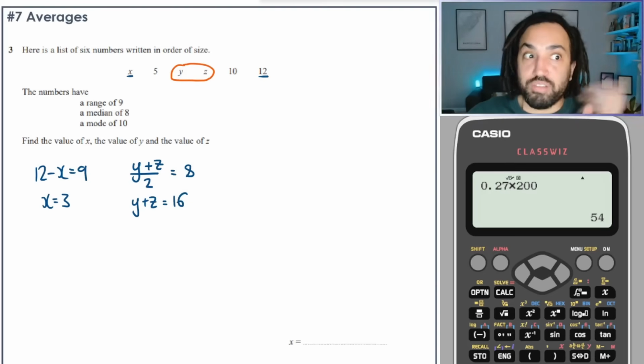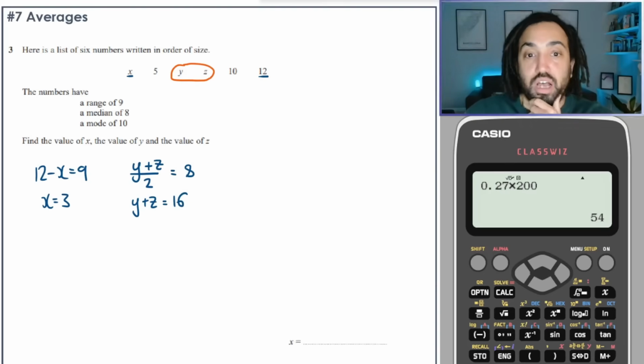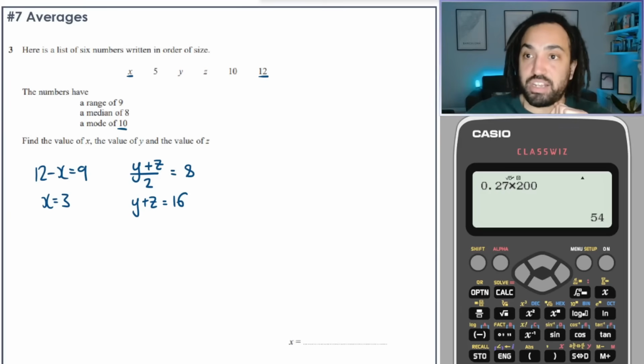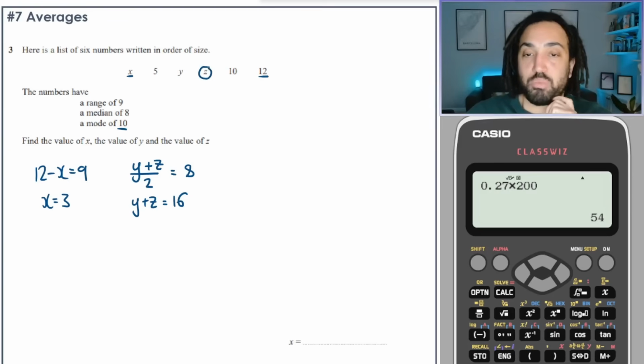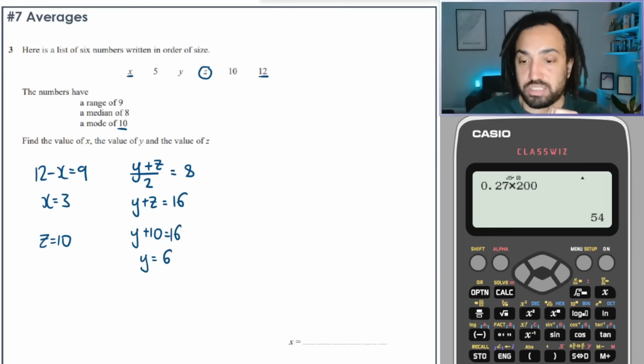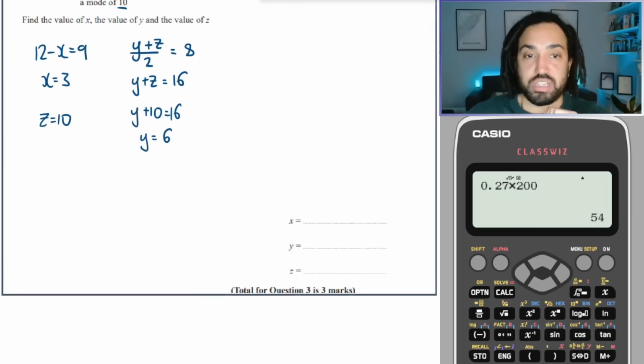Okay, so more information needed. Aha, here it is. The mode is 10. That means that there must be another 10 lurking around, and that must be z because that's bigger than y. So therefore we know that z is equal to 10, so therefore this equation now becomes y plus 10 equals 16, which means that y must equal 6. So there we have it. X is 3, y is 6, z is 10. Bosh.